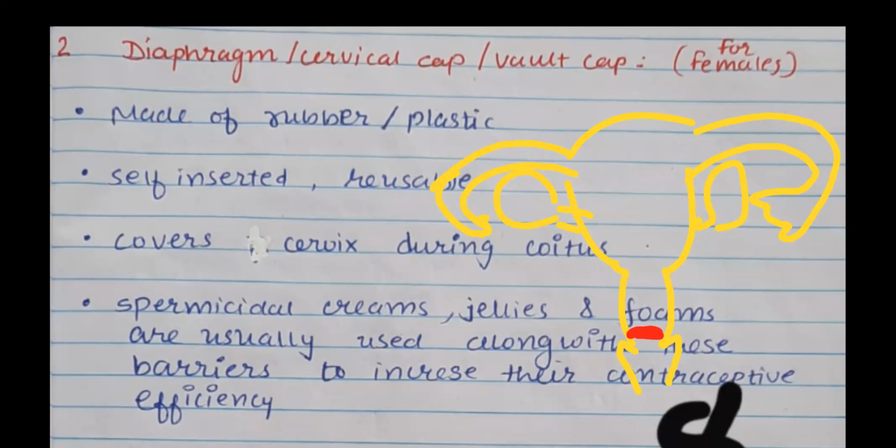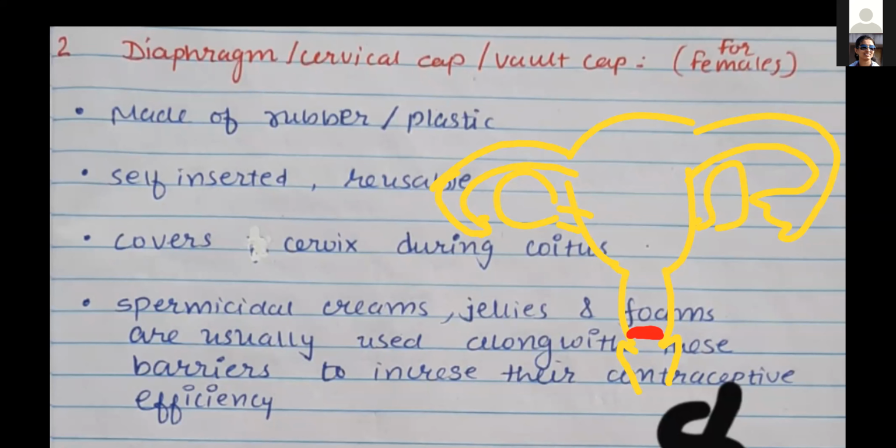These are the chances that sperm, if space is available on the margins, can easily enter into the female reproductive tract. So to increase the contraceptive efficiency, the birth control efficiency, the margins, the edges of these devices are covered with spermicidal cream.